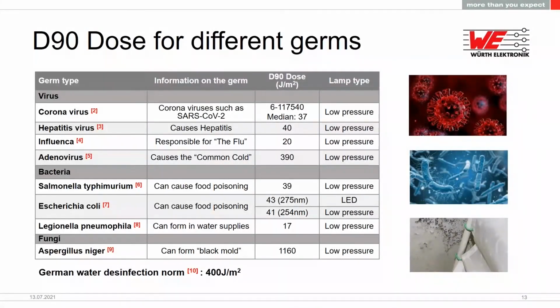Okay, so let's have a look at a list of a few D90 doses for some germs, for some viruses and bacteria. So first, currently most interesting, I guess, is the coronavirus. And we want to know what is the dose to kill, for example, 90% of the coronaviruses.